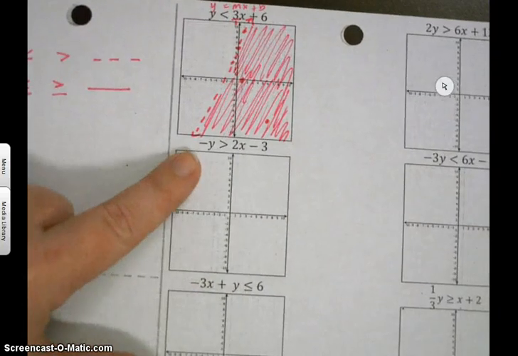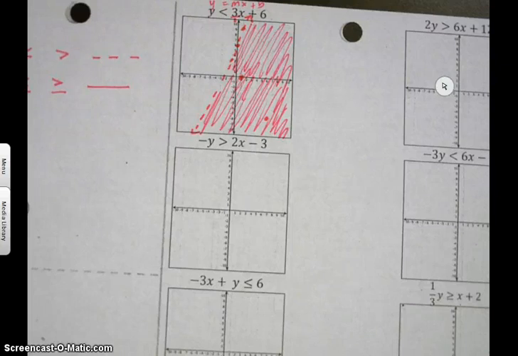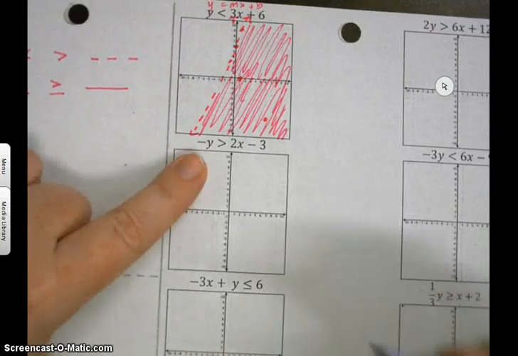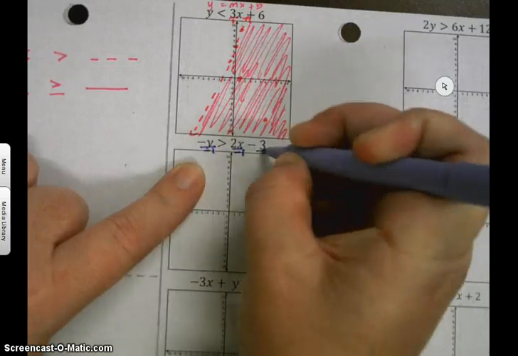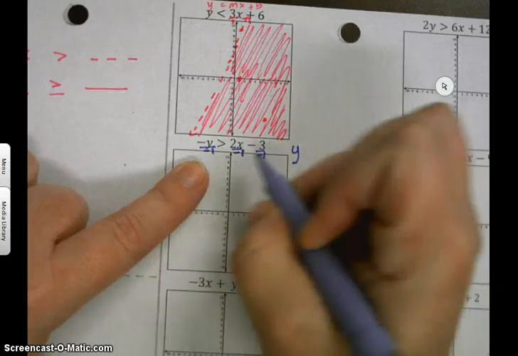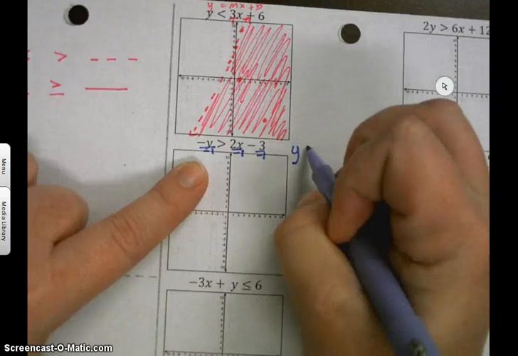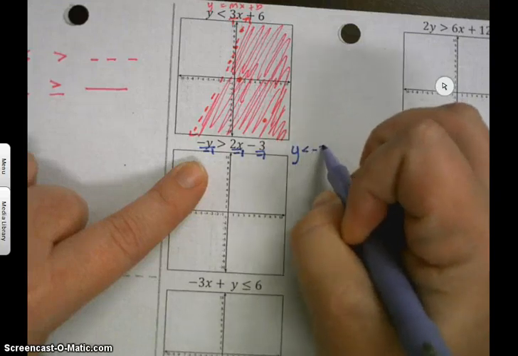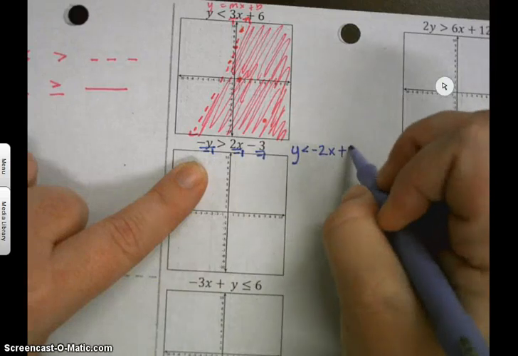Let's look at negative y is greater than 2x minus 3. To do this, I have to solve for y first, which means I'm going to divide by a negative. Every single part gets divided by a negative. So then I have y. When I divide by a negative, I flip the inequality sign. So y is less than negative 2x, and negative 3 divided by negative 1 is a positive 3.